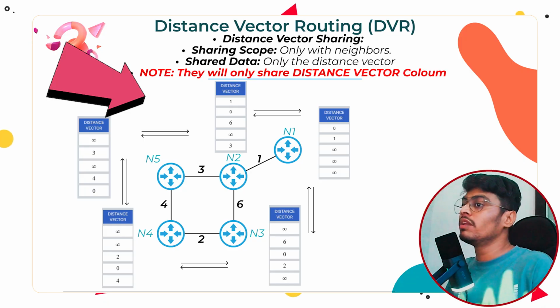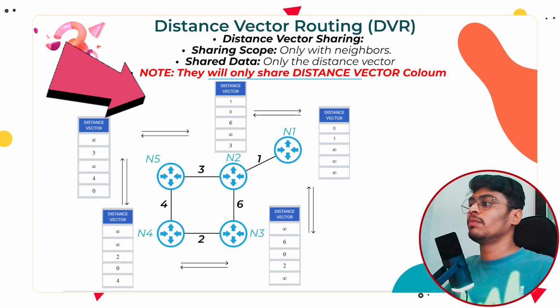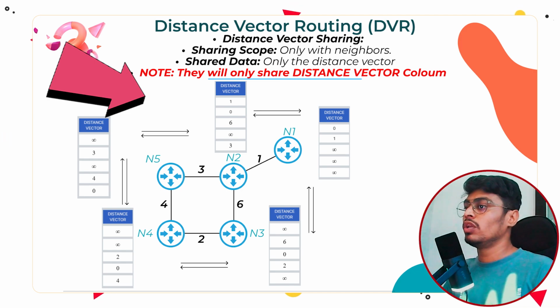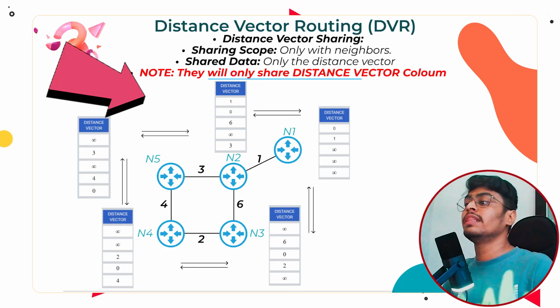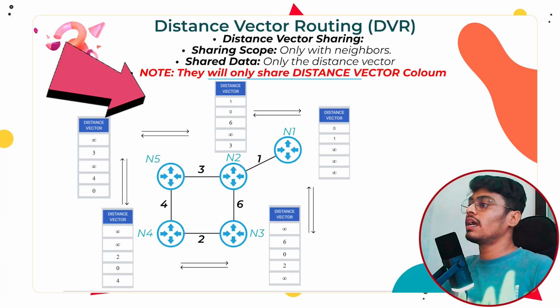For example, n1 will send 0, 1, and infinite to n2. This saves bandwidth because we are not sharing the complete routing table. n1 shares with n2 only, n2 shares with n1, n3, and n5 only. Okay, and n3 shares with n2 and n4. And n4 shares with n3 and n5, and n5 shares with n2 and n4. So these are their neighbors.